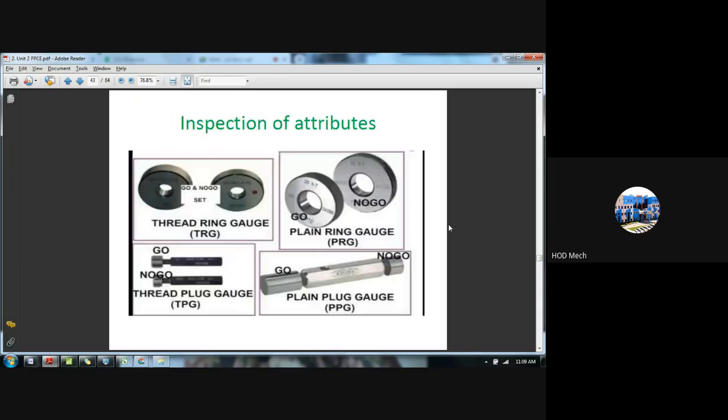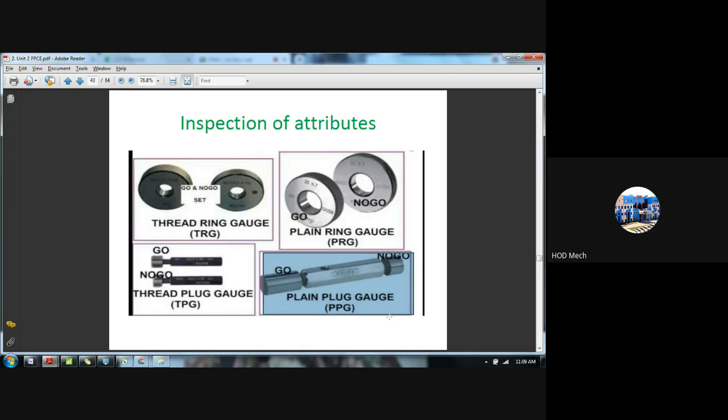Now when you come to inspection of attributes, when you look at these attributes, you may have seen these somewhere in metrology and measurement, right? So this is the go and no-go gauges. This is a plain ring gauge. This is a thread plug gauge, and this is a plain plug gauge. You have used these in the metrology and measurement lab, I believe, because these are some of the tools that are used for coming to a conclusion whether the component you are inspecting can be accepted or rejected.